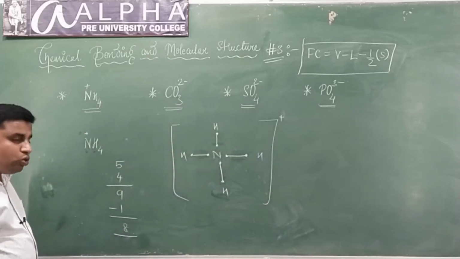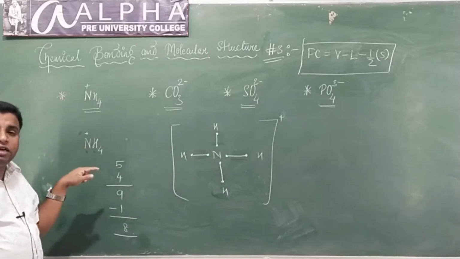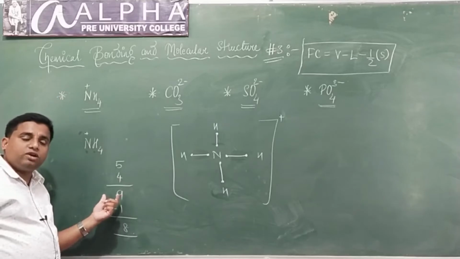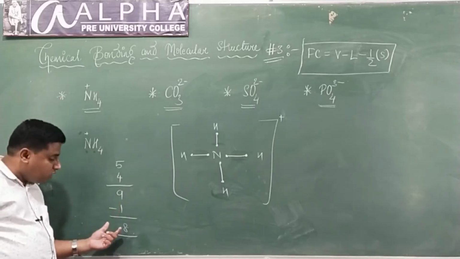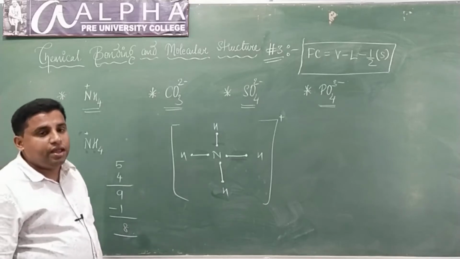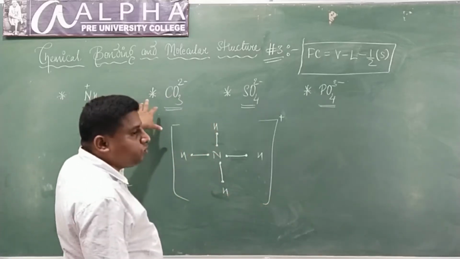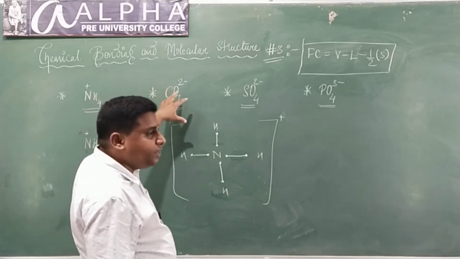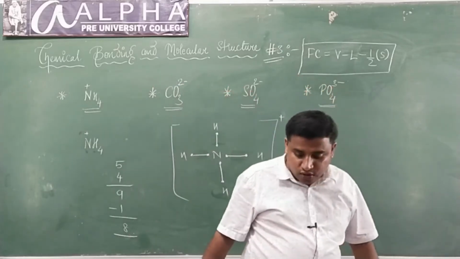A point to be noted here, if there is a positive charge, you should subtract that positive charge from the total number of valence electrons. We got the total number of valence electrons to be 9, so you subtract one positive charge. So the total number of valence electrons is going to be 8. In the next class, I'll be talking about the Lewis dot structure of carbonate, sulfate, and phosphate.